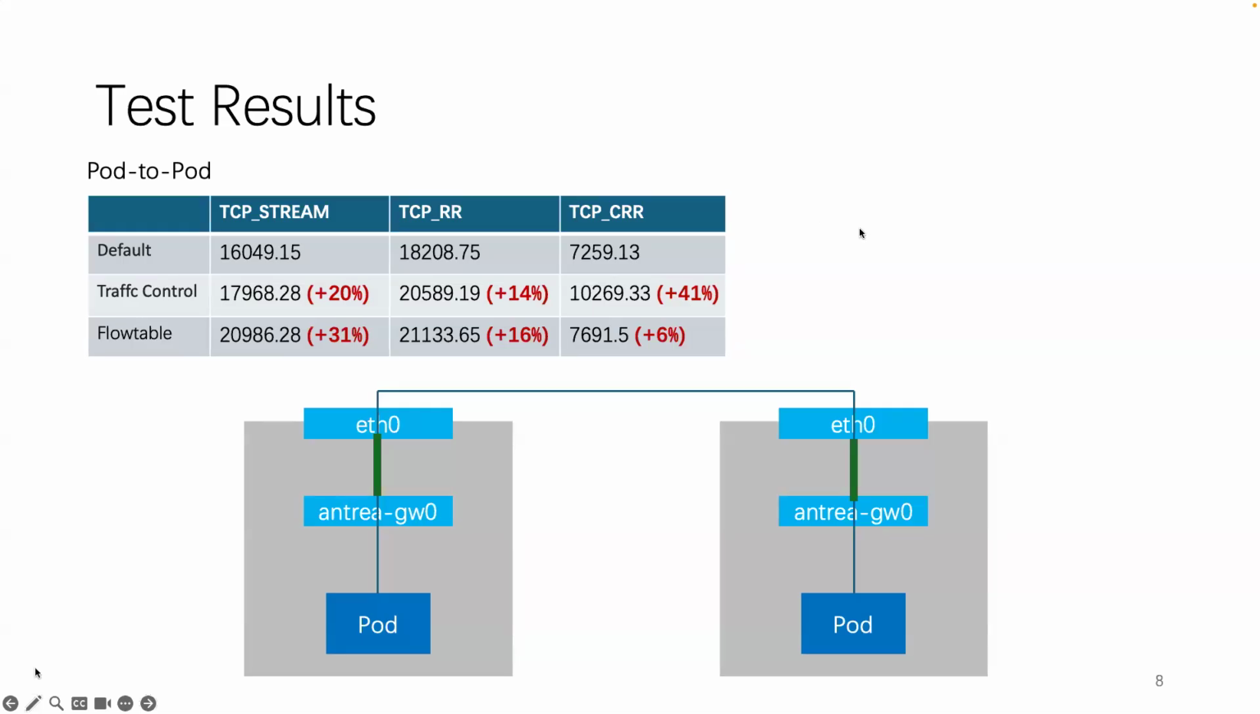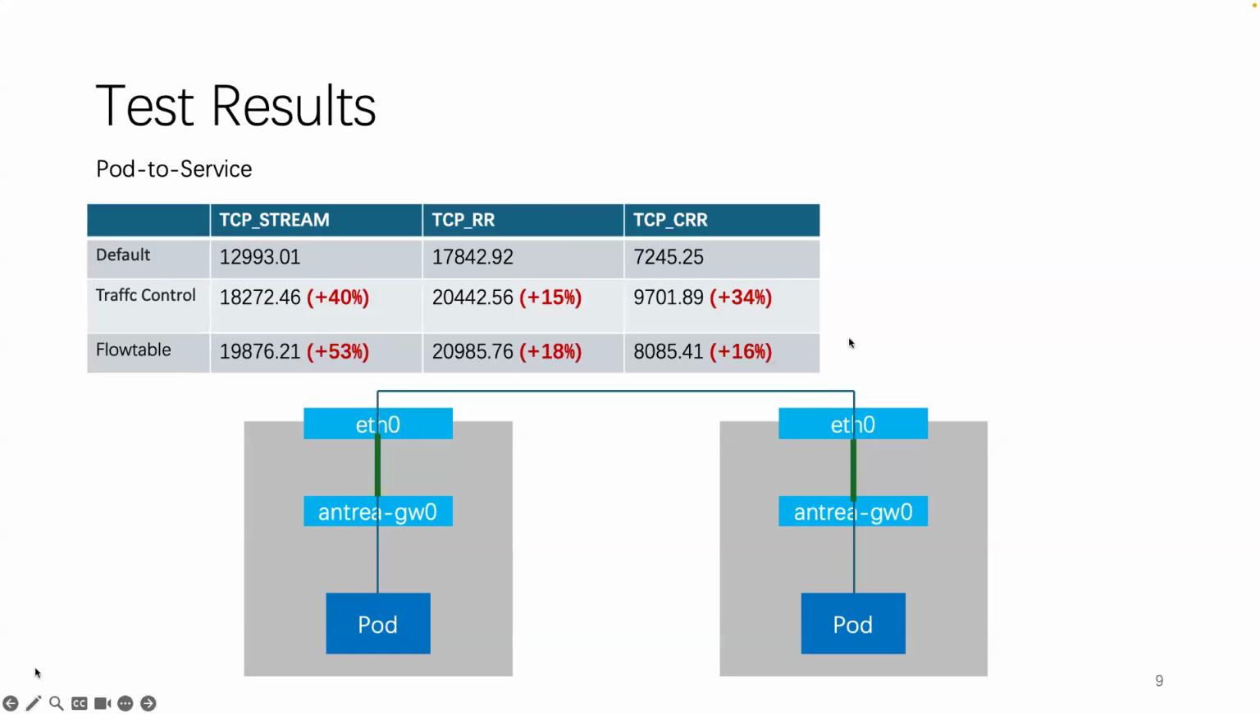For the test result, we can see the test result for port-to-port traffic. We can see that we got improvements in both solutions, and the traffic control based one has better improvement in TCP_CRR, which is for short-lived connections. For the flow table based solution, we get better improvement in TCP_STREAM for bulk connections, and TCP_RR for continuous connections.